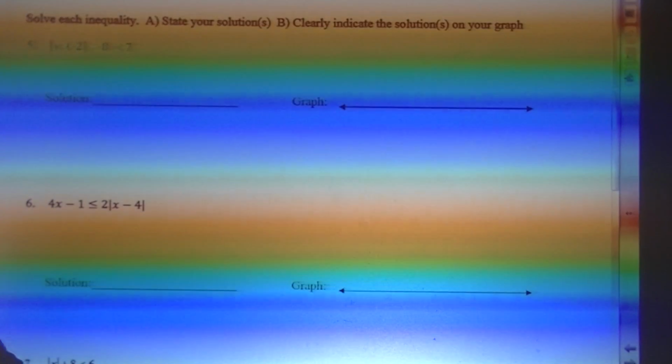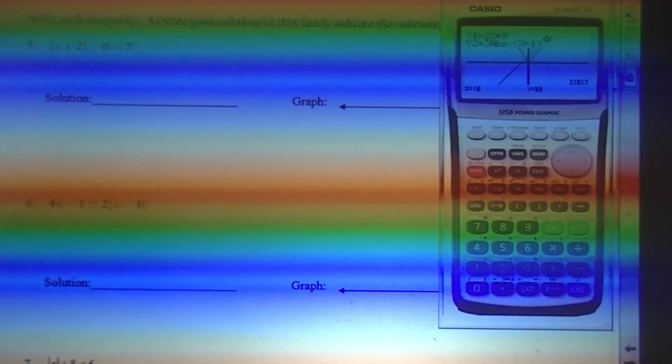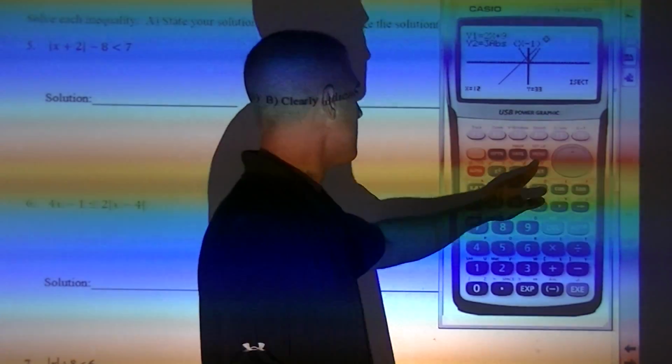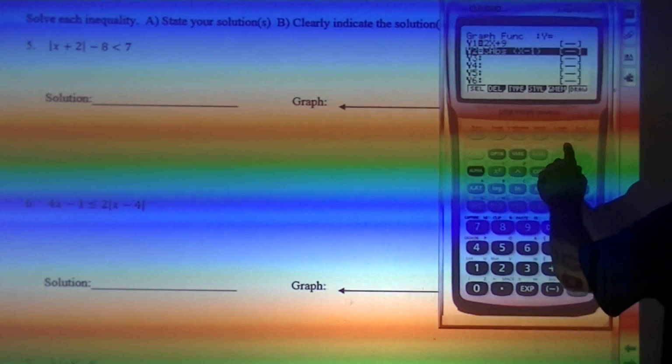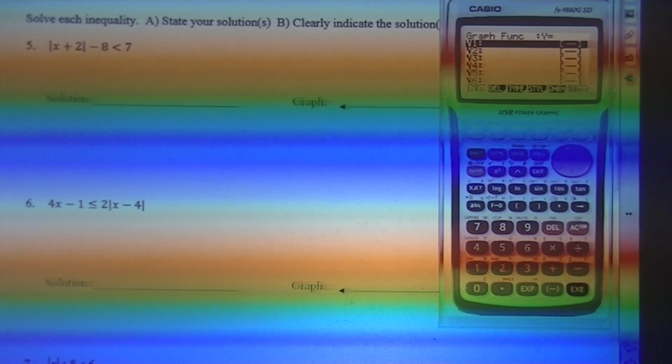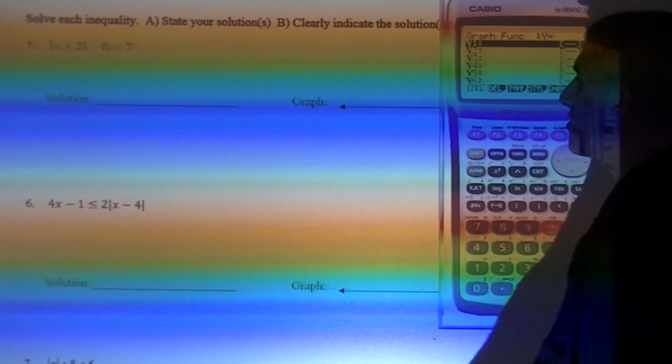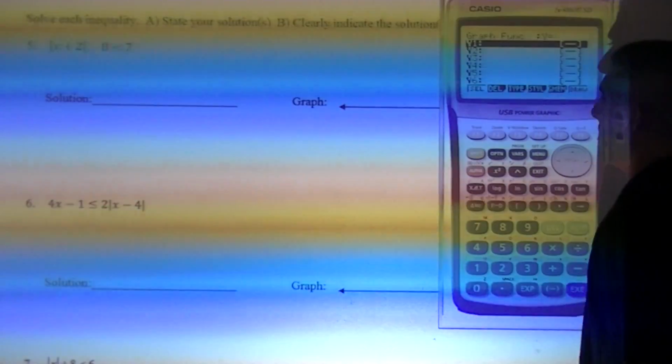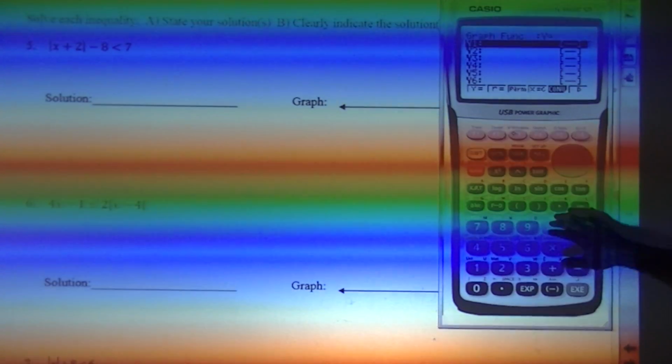Number 5, graph inequalities. State your solutions. Clearly indicate your solutions on your graph. Now, this is where it's very important that you graph the correct side first. So I'm going to graph 7. As you can see, there's an inequality there, so I'm going to pick out the exact inequality.